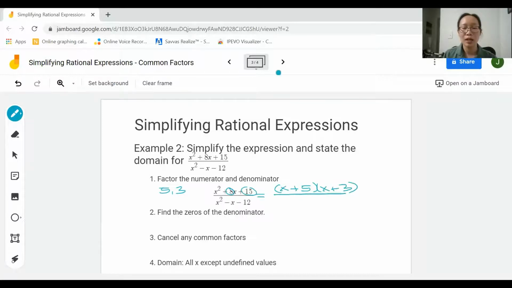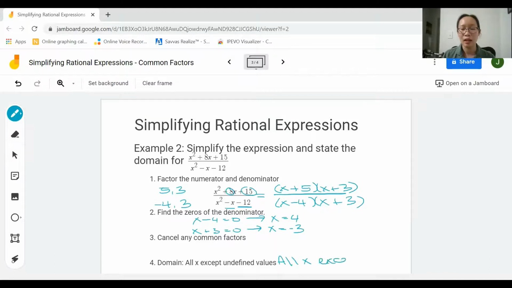In my denominator, I am looking for two numbers that multiply to negative 12 and add to negative 1. So I think that's going to be negative 4 and positive 3. So my factors are x minus 4 and x plus 3. I'm going to look for the zeros of my denominator. So x minus 4 is equal to 0 gives me x equals 4, and then x plus 3 equals 0 gives me x is equal to negative 3. So I can actually go ahead and write my domain. It's all x except x equals 4 and x equals negative 3.